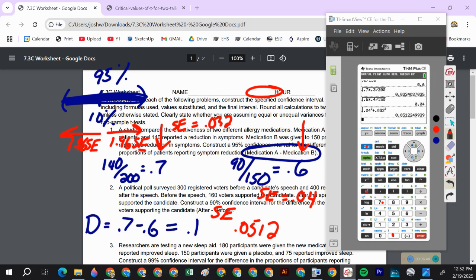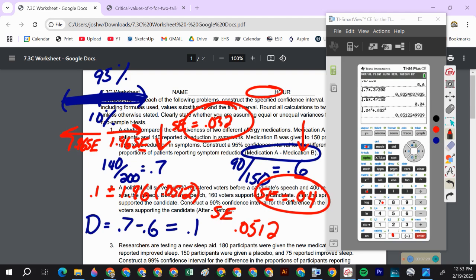So I'm going to take my 0.1, my 10%, plus or minus my z-score, 1.96, multiplied by my standard error for difference, which is 0.0512. Now, I did everything in decimals. You could do the same calculations in percentages after you compute these numbers. So the SEs have to be computed in decimals, but once you have that, you could do everything else in percentages. Okay, do you guys remember this?